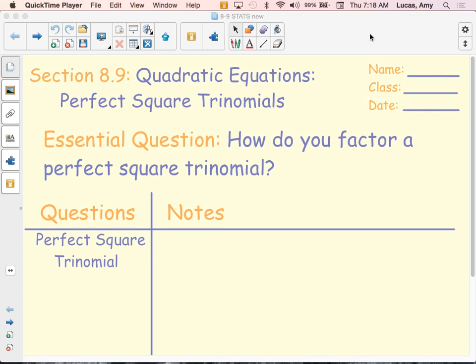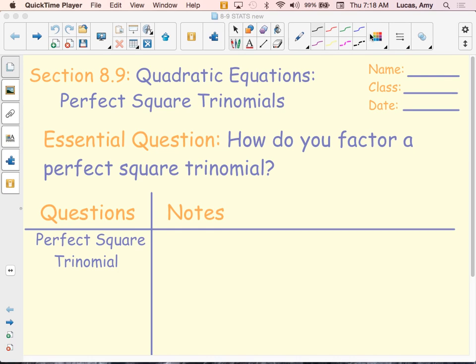Section 8-9, Quadratic Equations, Perfect Square Trinomials. Our essential question is, how do you factor a perfect square trinomial? We have one new vocabulary, and that's perfect square trinomial.